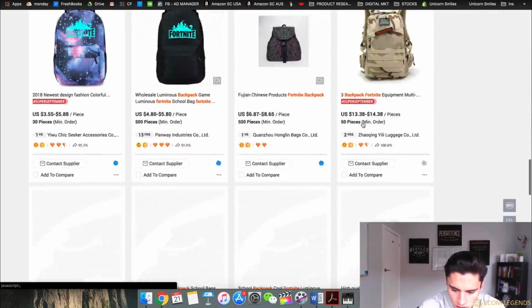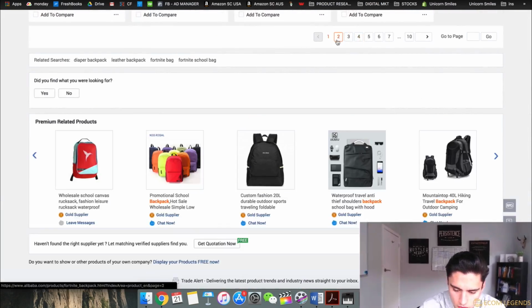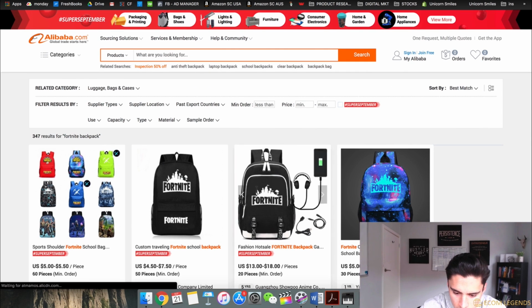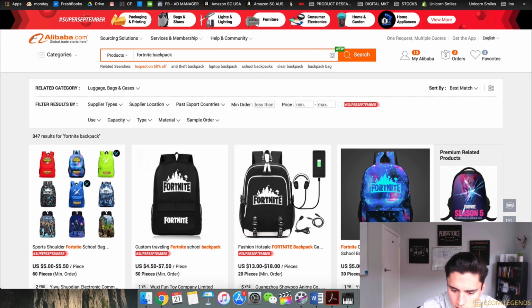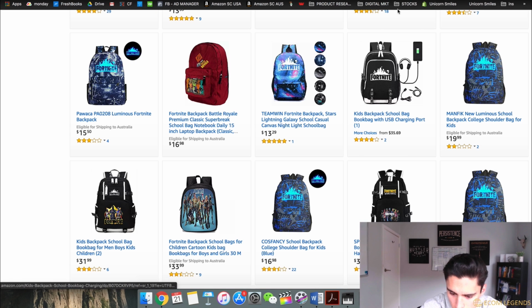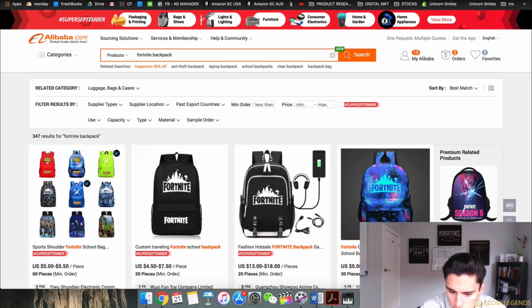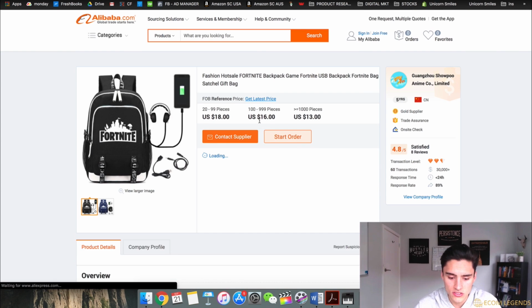And guys, always make sure that when you're looking for suppliers, you look for gold suppliers. Okay. So here is the product that we're looking for. It's literally the same one. As you can see here, Fortnite backpack. It's got the cable and so on. And let's just go into the listing to see what's the MOQ and the price.